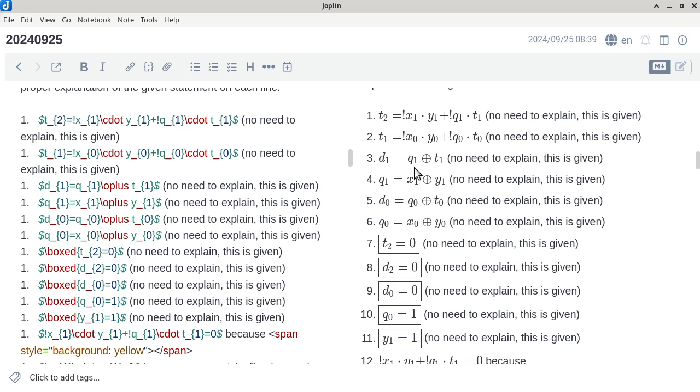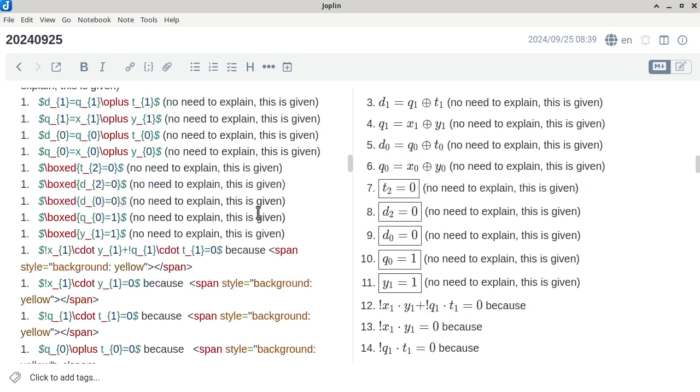No questions? All right. So if there are no questions, we'll start with number 12, because number 12 is the first one where you actually have to provide an answer. I'll be typing my answer, and it is going to be highlighted in yellow, just so that it's easy for you to distinguish which part is the question and which part is the answer. So part 12 is asking, how do I know that the negation of x1 and y1 or the negation of q1 and t1 has to be false?